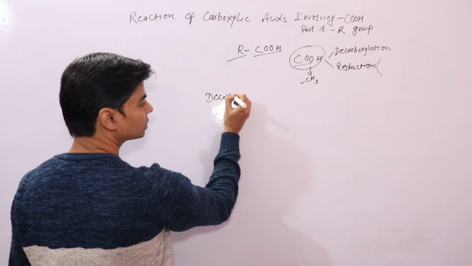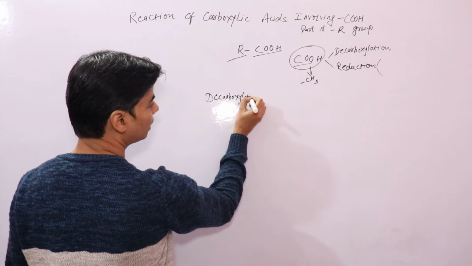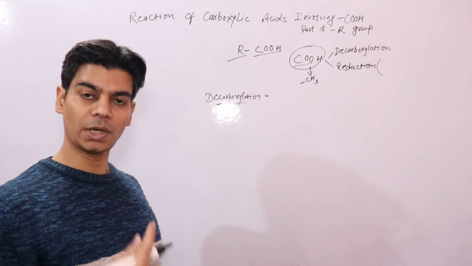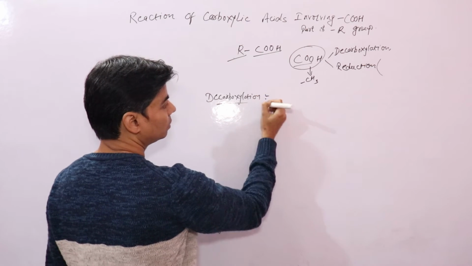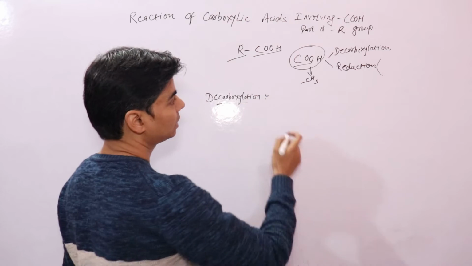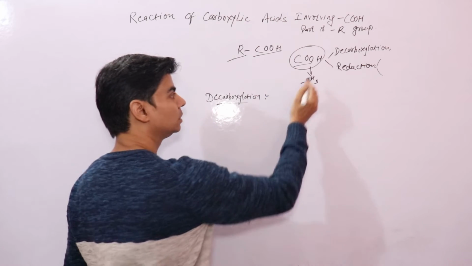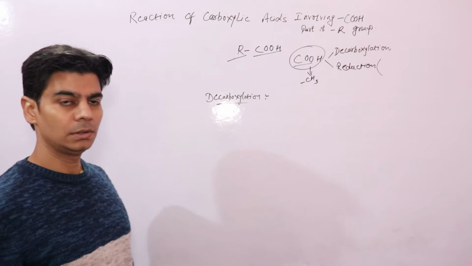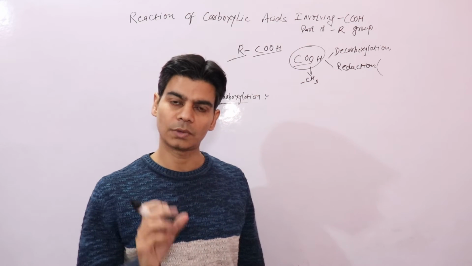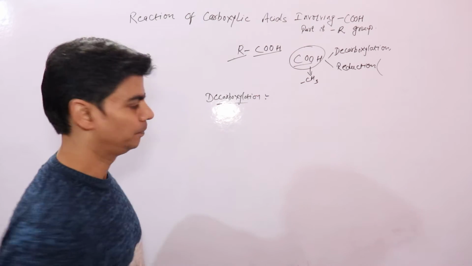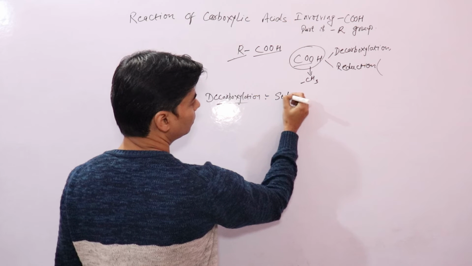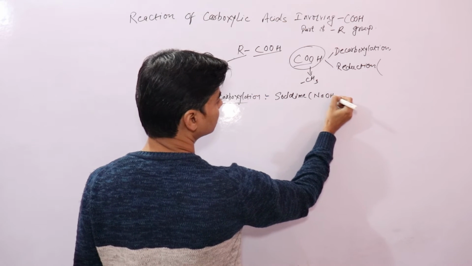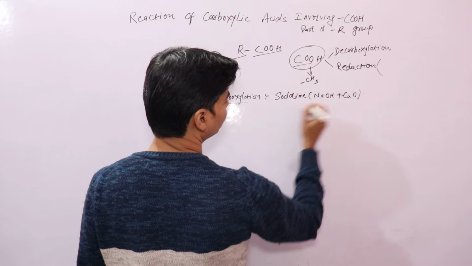There are some ways of carrying out decarboxylation, that is, carrying out removal of carbon dioxide from carboxylic acid, and the carbon dioxide would be removed from this carboxyl group only. The first way is by treating the sodium or potassium salt of carboxylic acid with soda lime. Soda lime, we know, is sodium hydroxide plus calcium oxide.